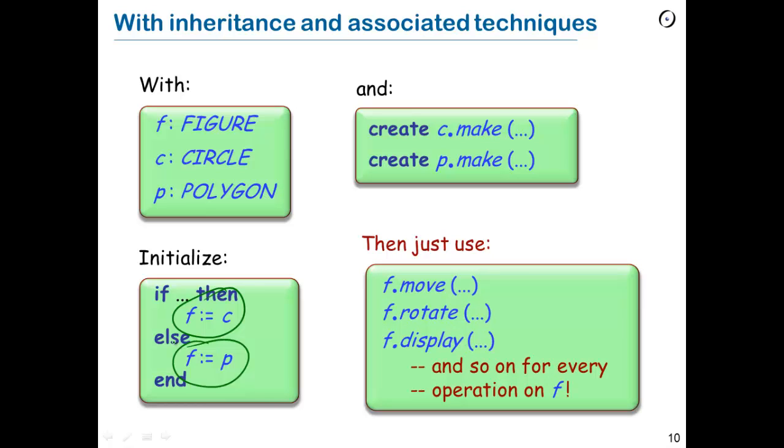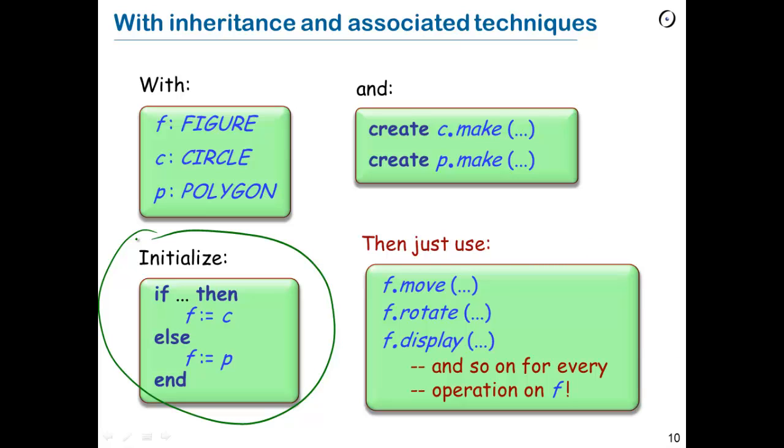All that we do is rely on the beauty of dynamic binding to say, move that figure, rotate that figure, display that figure, give me the center of that figure, and so on. For any figure operation, we just apply it to f and rely on dynamic binding to make sure that whatever f actually is attached to at that particular point in time, the appropriate version of the operation is selected. So it's a fundamental software architecture technique that enables us to concentrate knowledge about the set of variants of a certain notion in just one place.